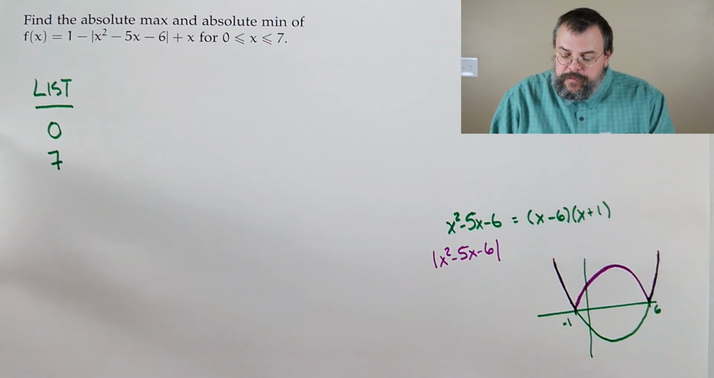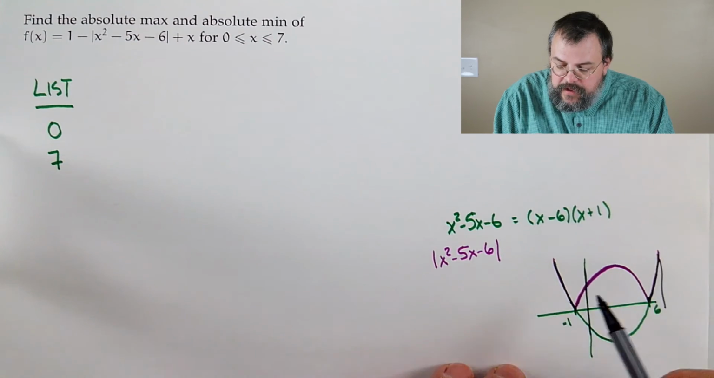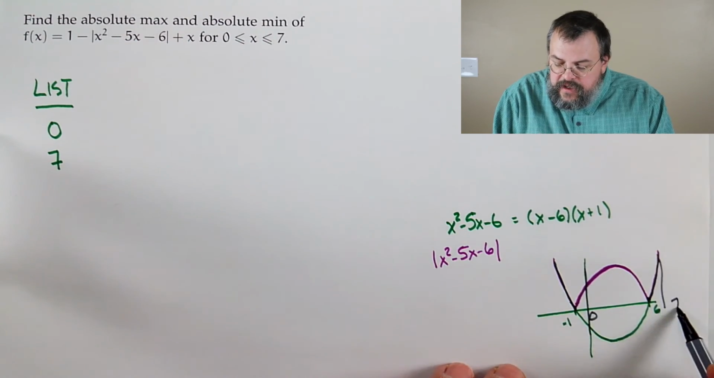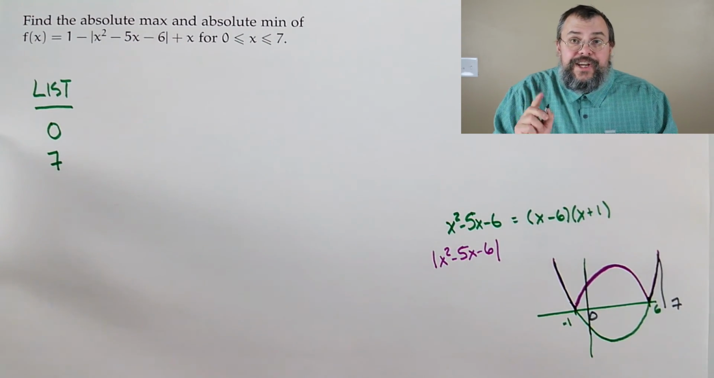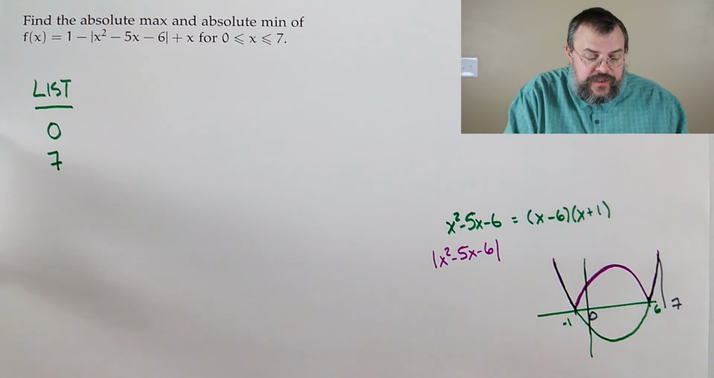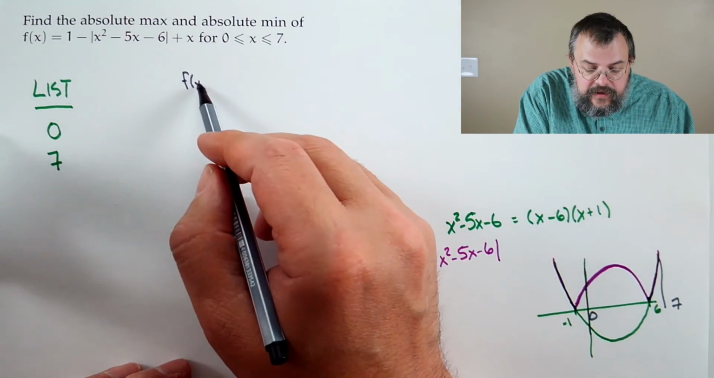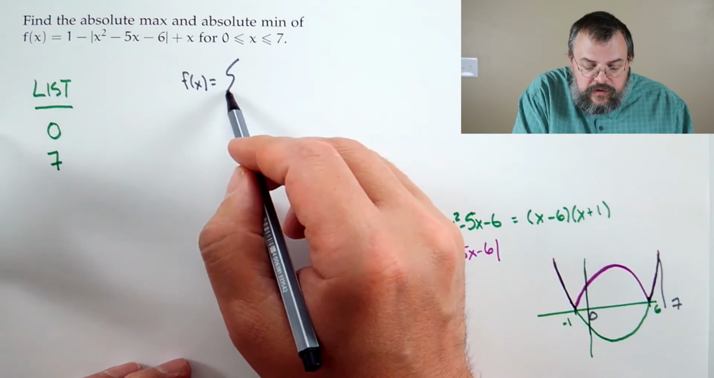In particular, if you think about our function, we really only care about what's happening to this part of the function between 0 and 7. So here's our idea. We're going to get rid of the absolute value by turning our function into a piecewise function. So we're going to rewrite our function, f of x. It's going to be two things.